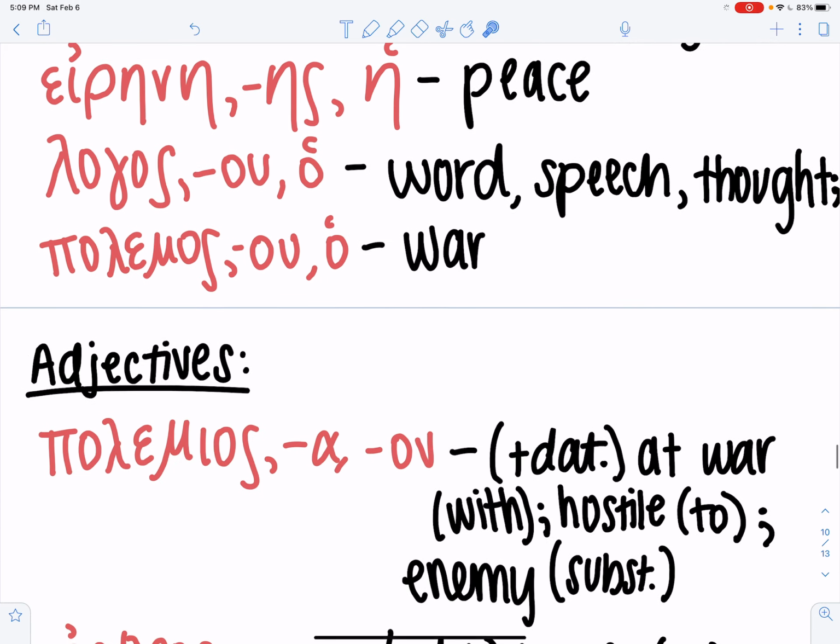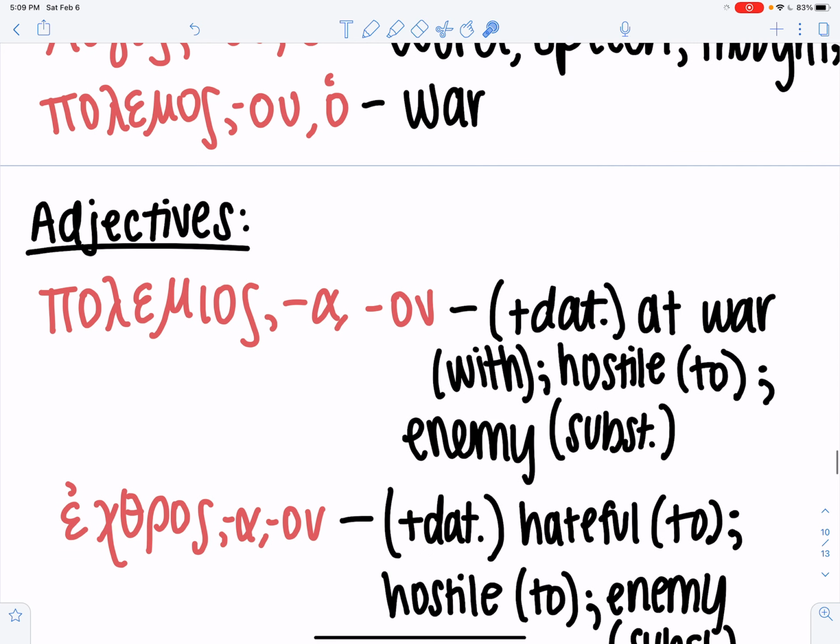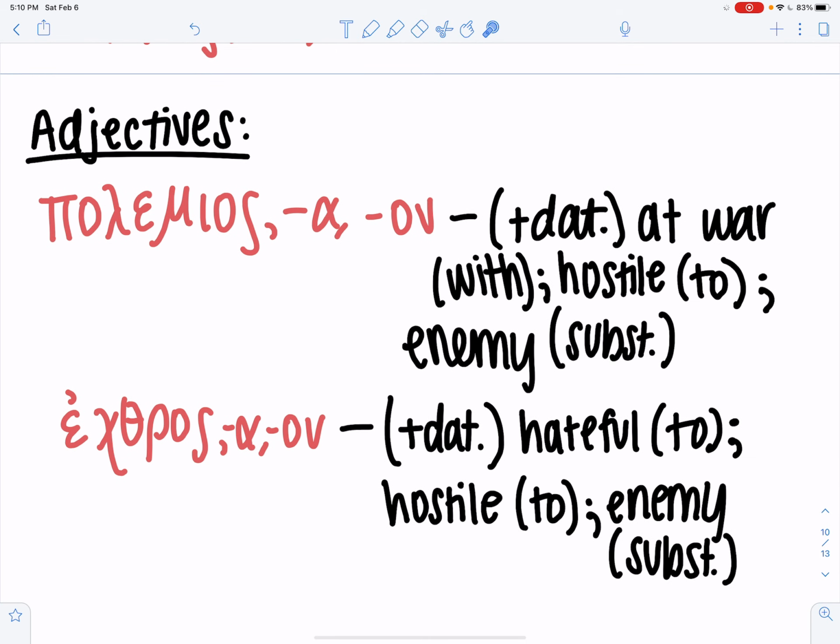And now we're on to our adjectives. I put this adjective right after we learned the noun polemos because they're related. So polemios, on, takes the dative and means at war with. So at war with some noun in the dative. Or you can translate it as hostile to some noun in the dative. Or if this adjective appears in a form on its own, you can translate it as enemy, as a substantive. Now, that sense of the word enemy is slightly different than the meaning of enemy in this next adjective we're going to learn. So I'll explain that once we get there.